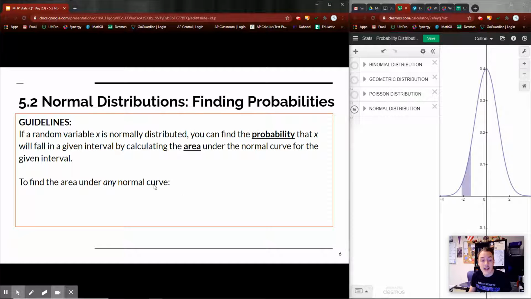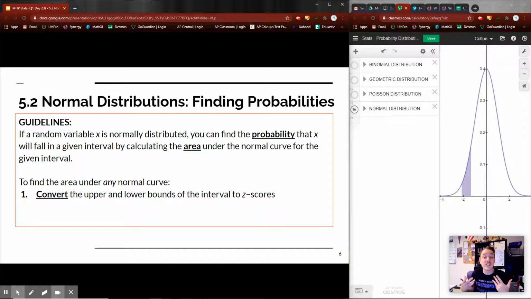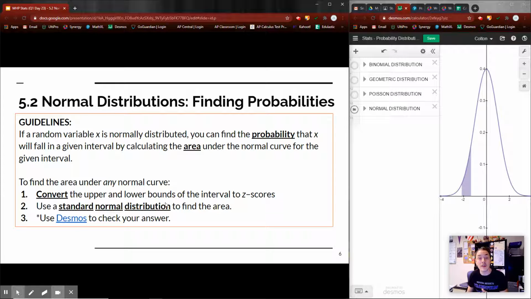So to find the area underneath any normal curve, you want to convert the upper and lower bounds of an interval to z-scores. Now, when I say any normal curve, what that means, guys, is really it's not standardized. So if you want to find the area or probability for any curve that's not standardized, what these guidelines are telling you is that you ought to standardize it first by making it into a z-score. After you find a z-score, then you use the standard normal distribution to find that area. And then, of course, that area will be your probability.